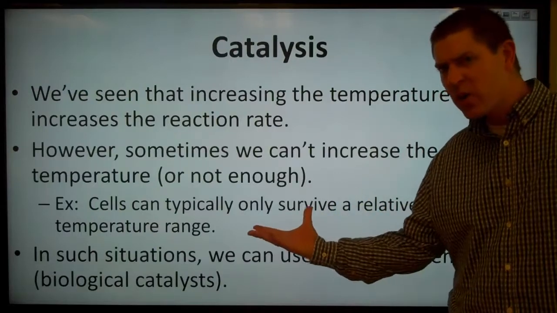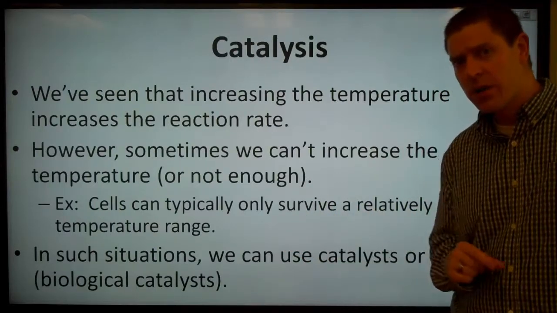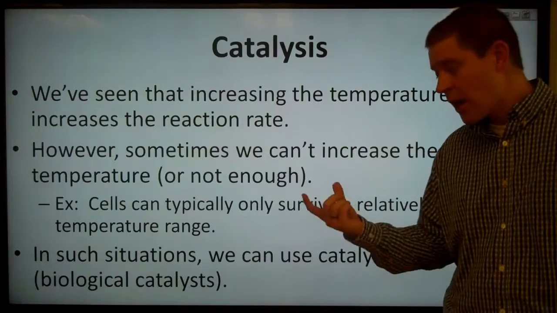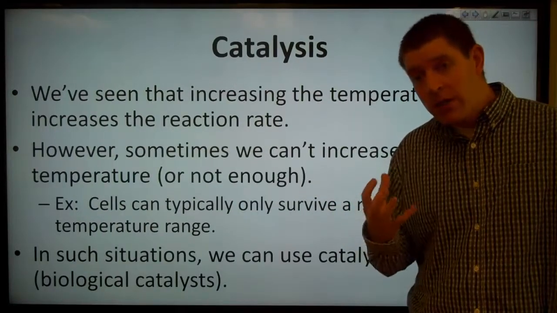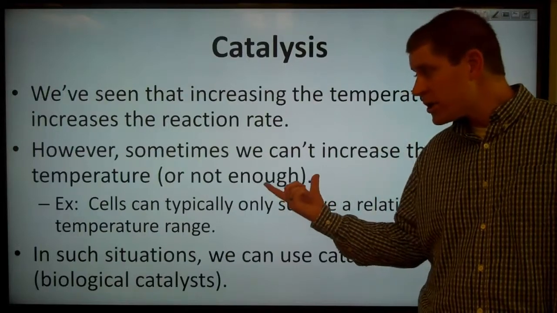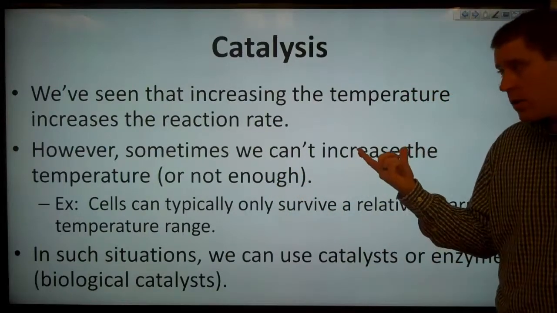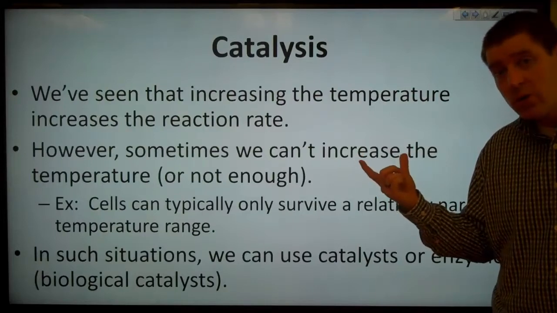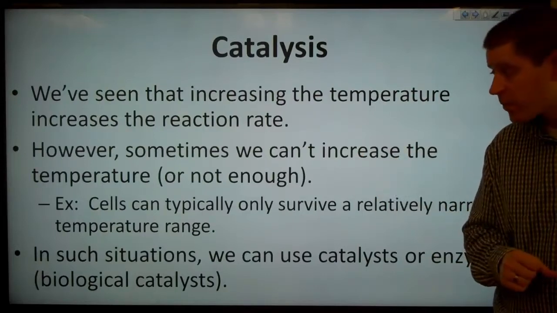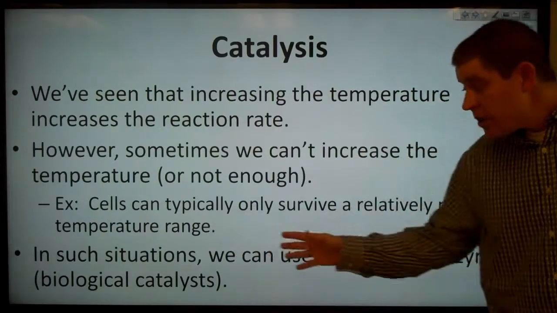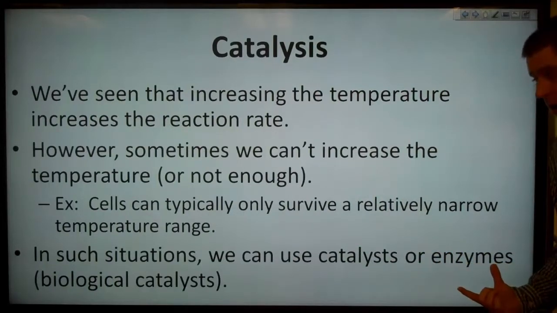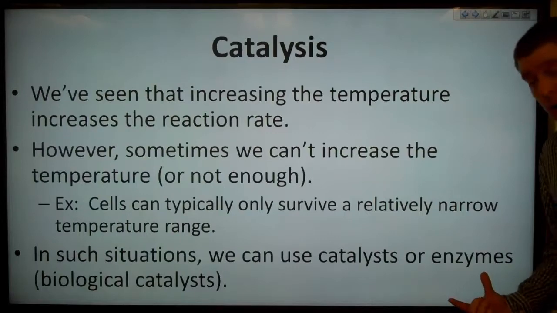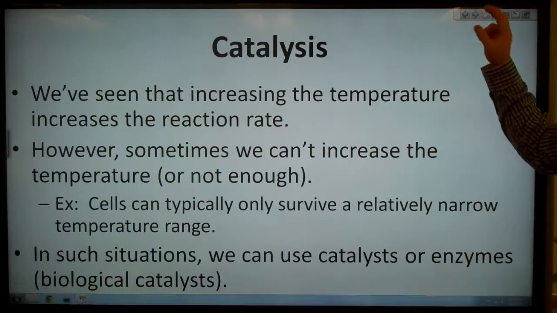So our bodies really can only operate in a very narrow temperature range. The chemical reactions that occur in our bodies get really messed up outside that range. So our bodies need to have some way of adjusting the reaction rates without using temperature. In these sorts of situations, we can use catalysts, or in our bodies, we use enzymes. Enzymes are biological catalysts, basically.